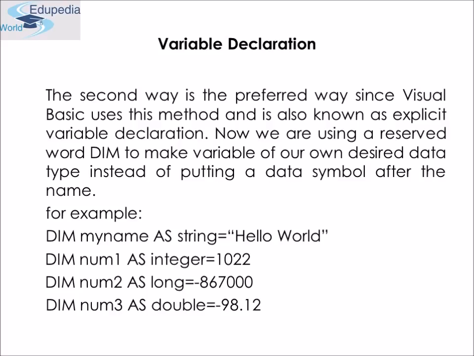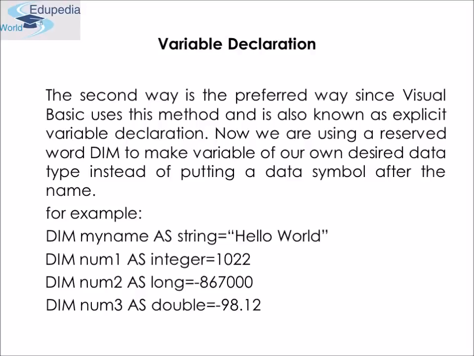The second way to declare the variables is the preferred way, as it is the method which is used by Visual Basic, and it is also known as explicit variable declaration. In it, instead of using these reserved data symbols at the end of the variable's names, we are only using a reserved word DIM to make the variable of our own desired data type.